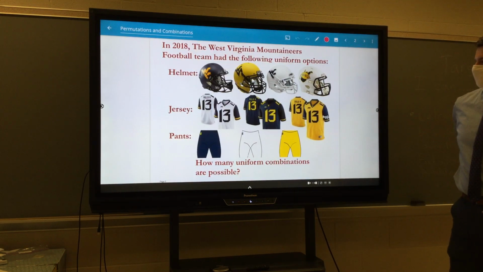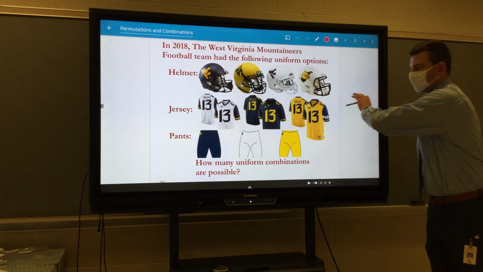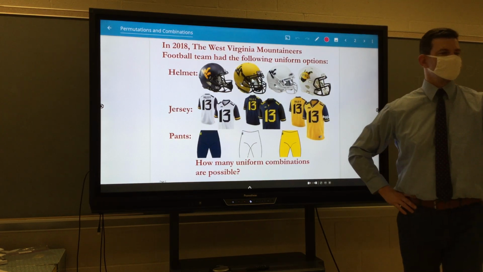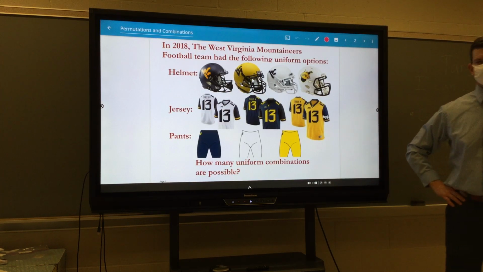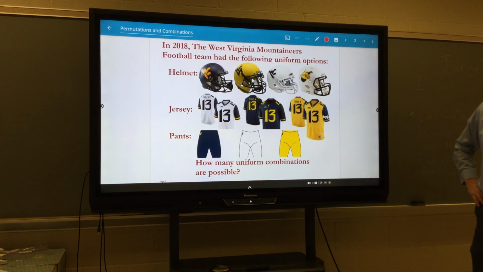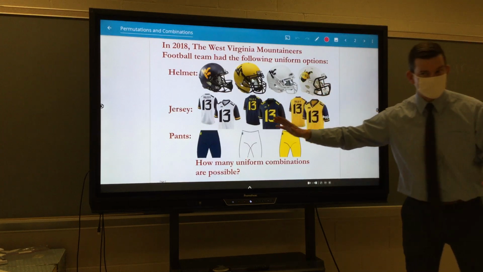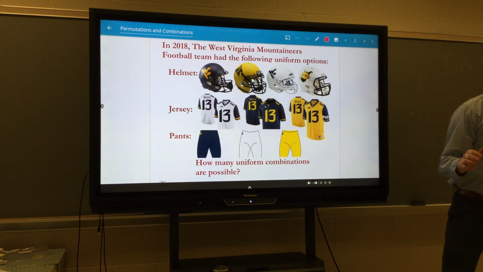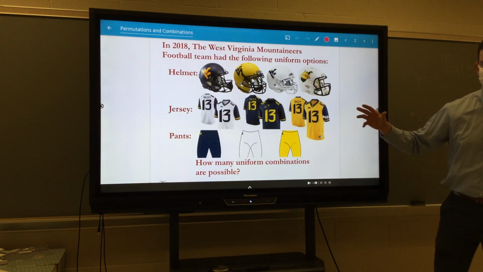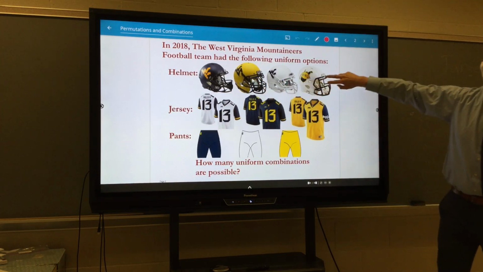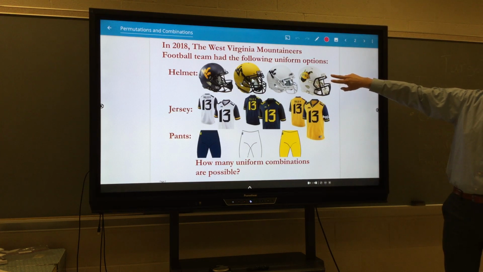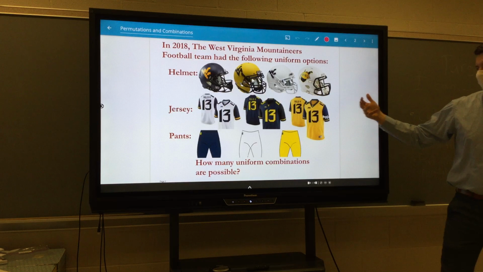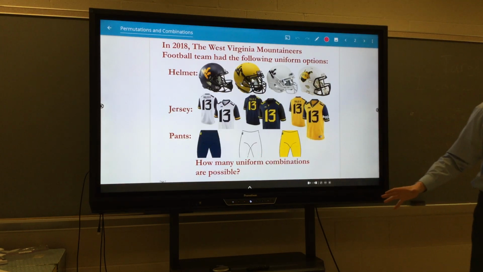West Virginia Mountaineers. These were their college football uniforms in the 2018 season. It seems like college football teams change their uniforms or have different options available every season. So I haven't updated it in a couple of years, but in 2018, these were the options they had available to them. They had 4 different helmets: blue, gold, white, and then this throwback logo on their white helmet. 3 different jerseys, blue, white, gold, and then 3 different pants.